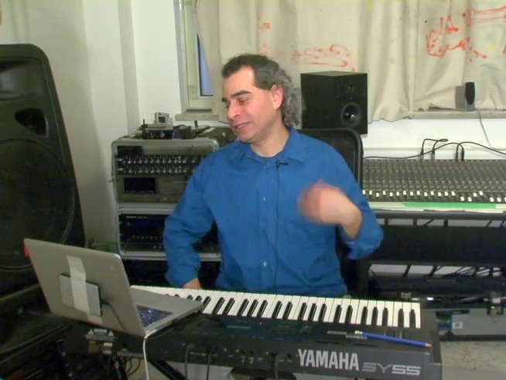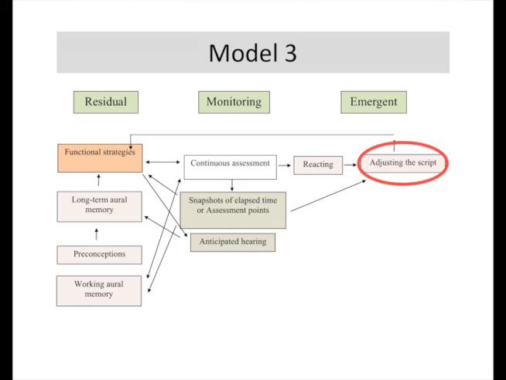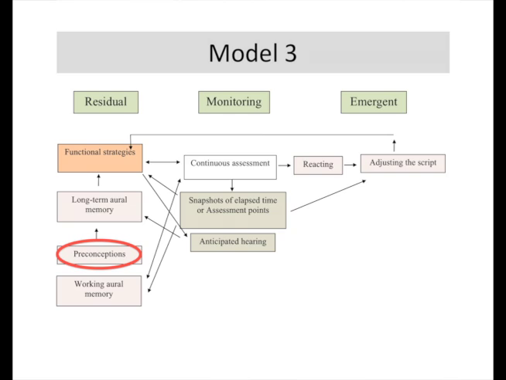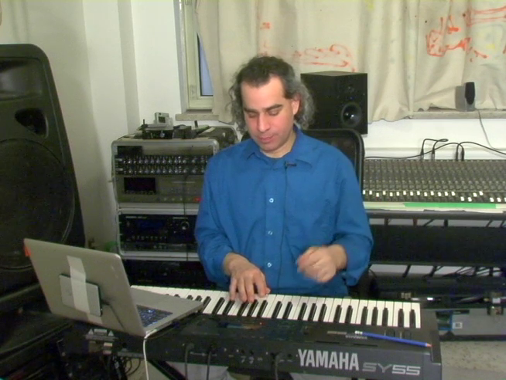And the emergent behaviors mainly consist in adjusting the script. It's an informative behavior. So to discuss this model, let's agree that we're going to start with preconceptions. In this case, it will be, okay, let's use F sharp Dorian.